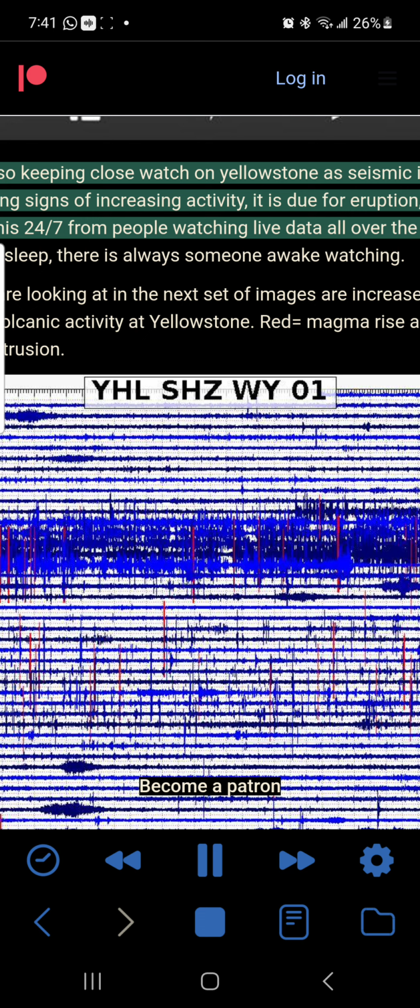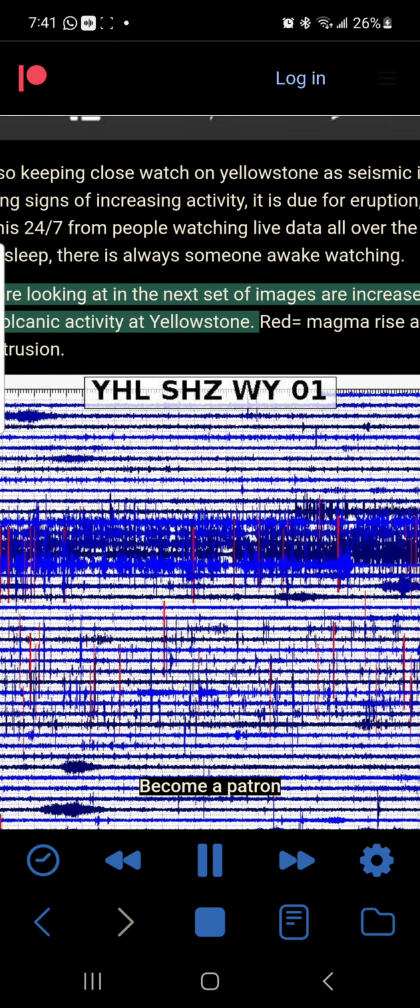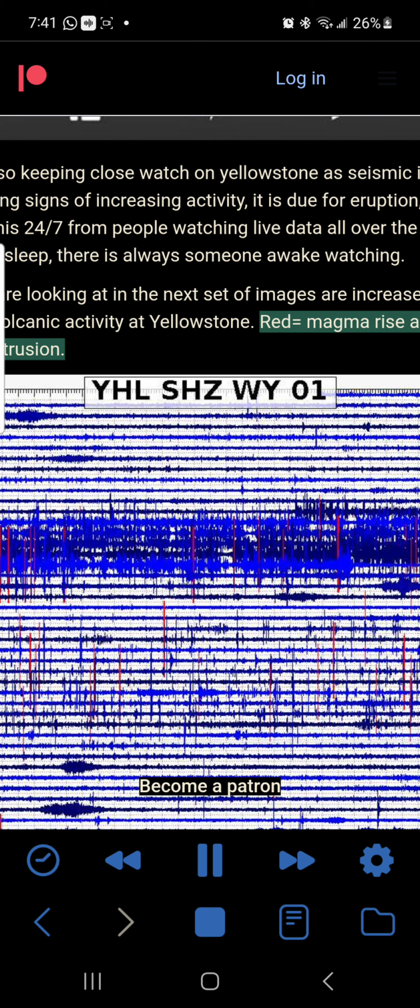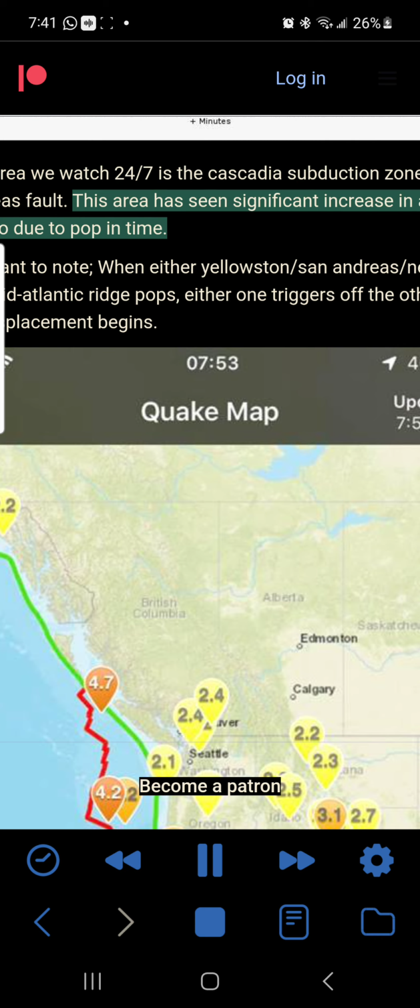We monitor this 24/7 from people watching live data all over the world. So when I am asleep, there's always someone awake watching. What we are looking at in the next set of images are increased seismic, volcanic activity at Yellowstone. Red equals magma rise and magma intrusion. Another area we watch 24/7 is the Cascadia subduction zone and the San Andreas fault. This area has seen significant increase in activity and is also due to pop in time.